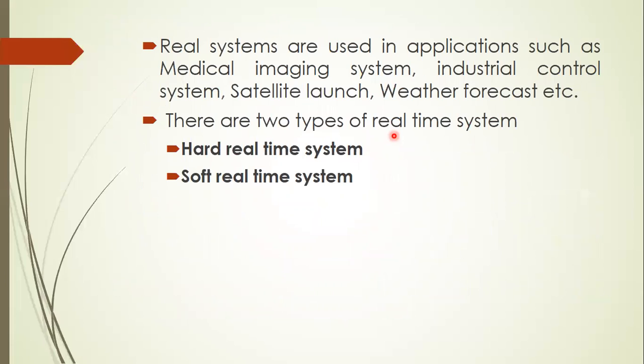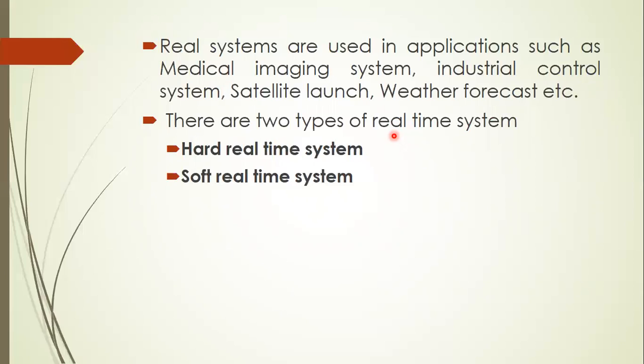Where is a real-time system useful? We can see a number of applications of real-time operating systems. Some of the major areas where they are used are medical imaging systems to detect cancers and other things, industrial control systems, satellite launch, weather forecast, missile applications, etc.